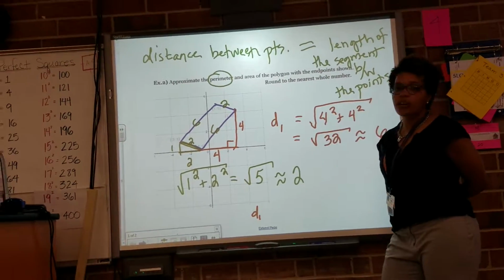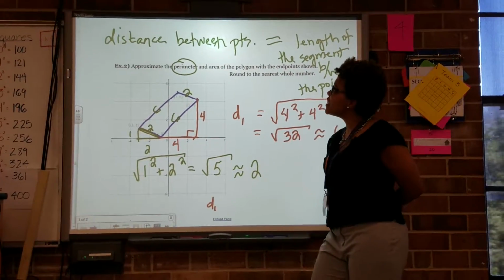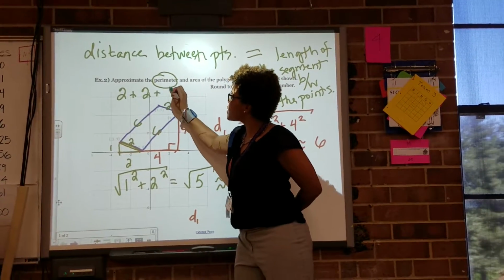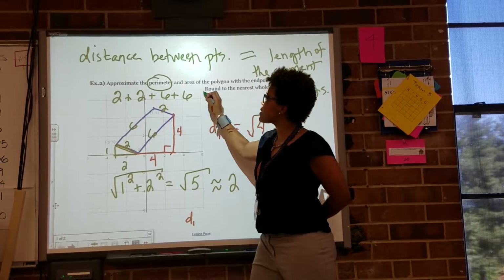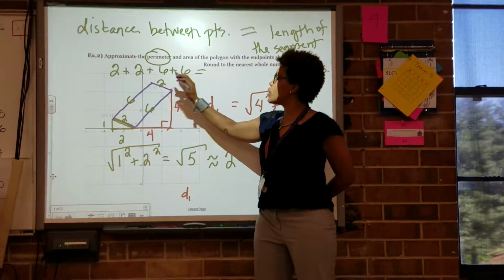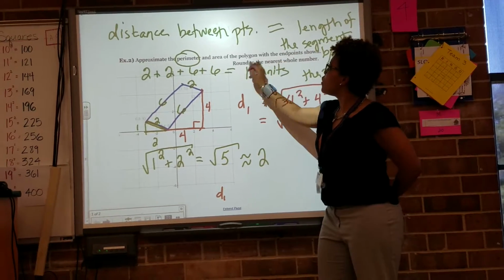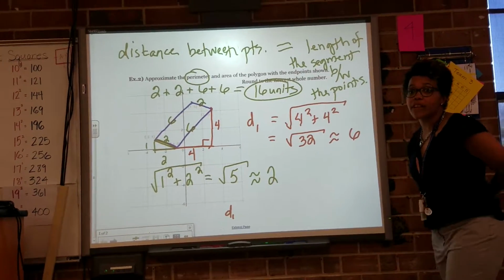Therefore, the perimeter is 2 plus 2 plus 6 plus 6, 12, and 4 makes 16 units for our perimeter of that figure.